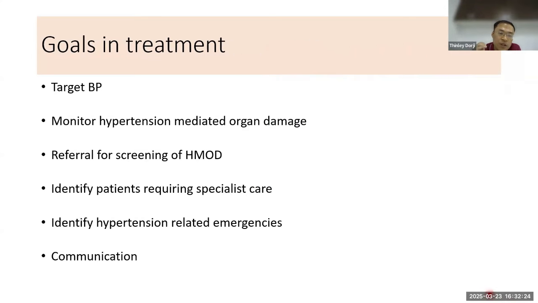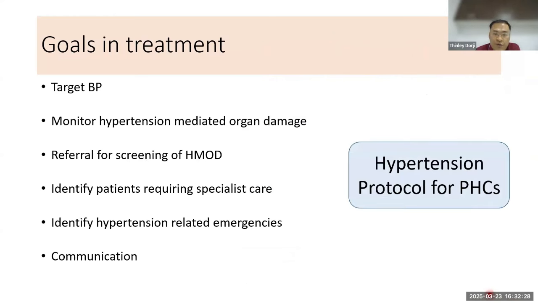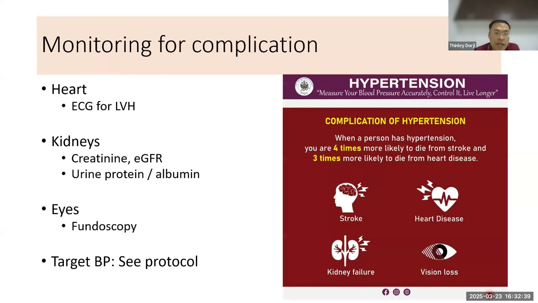The protocol also tells us what the goals of our treatment are, and we'll discuss all these things now: the goals, how to monitor, how frequently to monitor, what to communicate. We'll discuss it in our protocol. And a summary message is that for monitoring of complications for the heart, you can do an ECG and look for features of left ventricular hypertrophy.